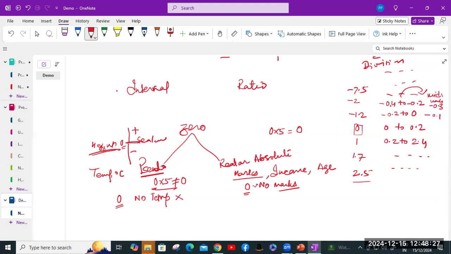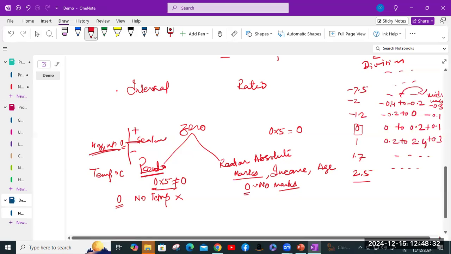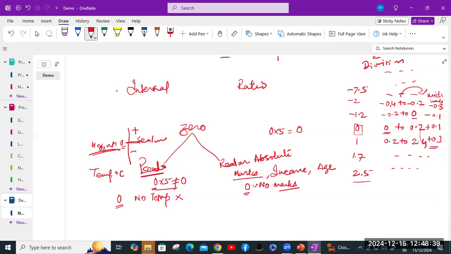Here we get plus 0.1, here plus 0.3. So we will not get any 0 here, because 0 we have put as an upper limit or lower limit. Does that make sense to you? Whenever we take the mid value of this, we won't get the 0. So now there is no 0 in this column. Now we can multiply it and divide it with other variables.